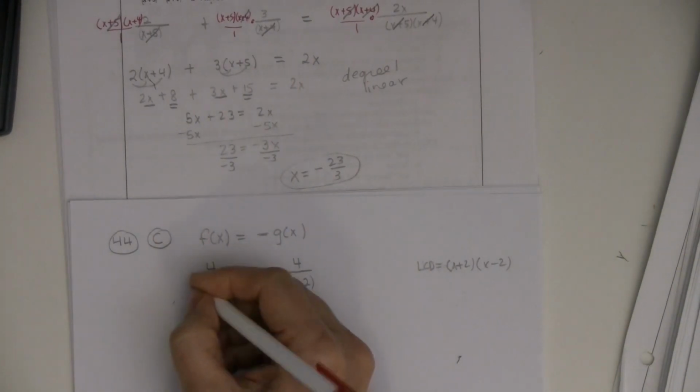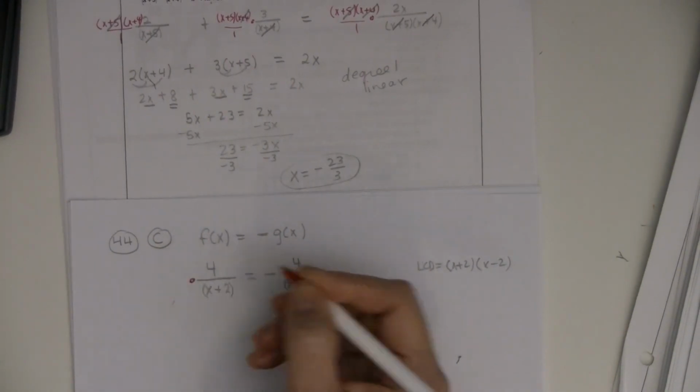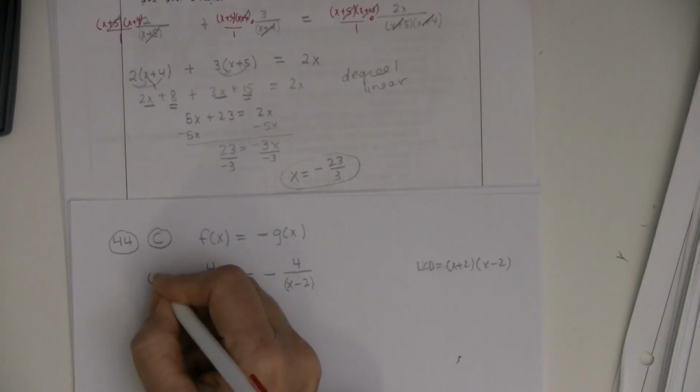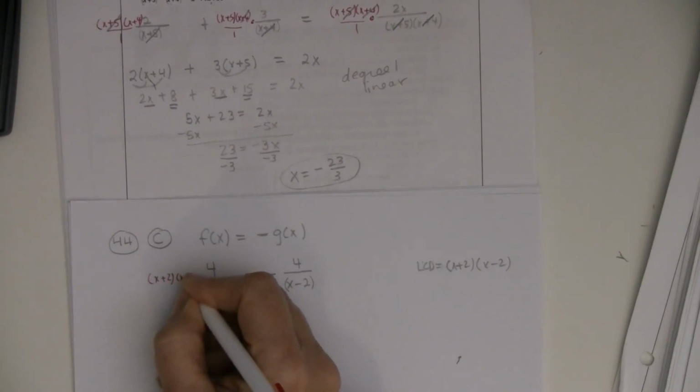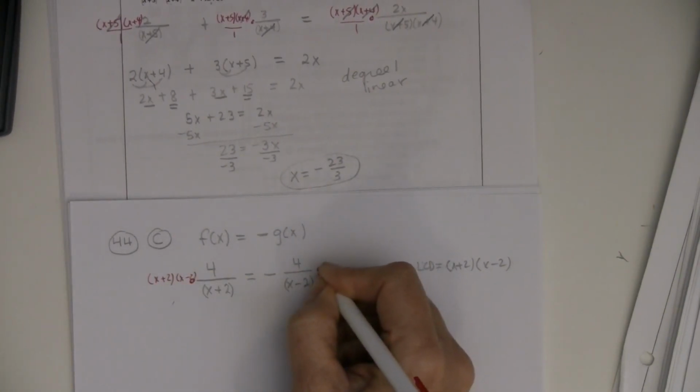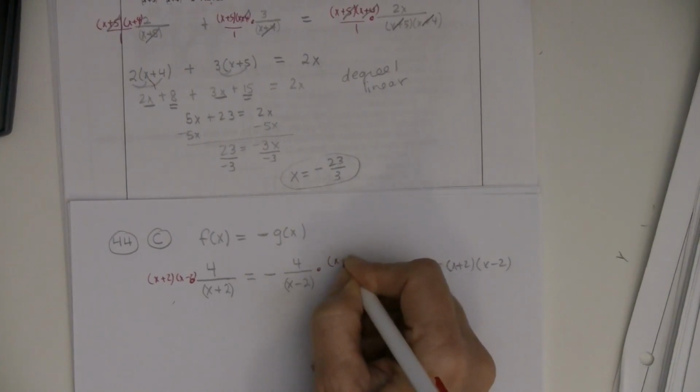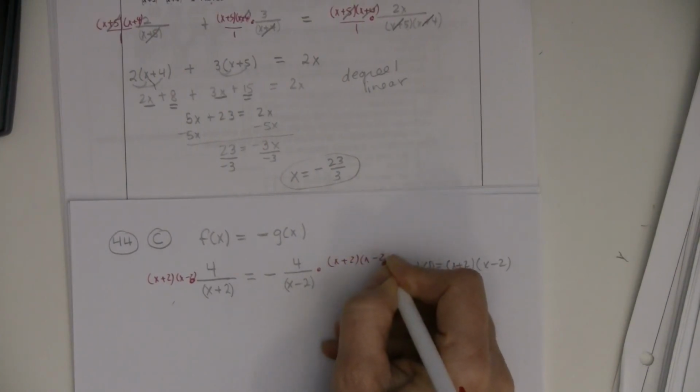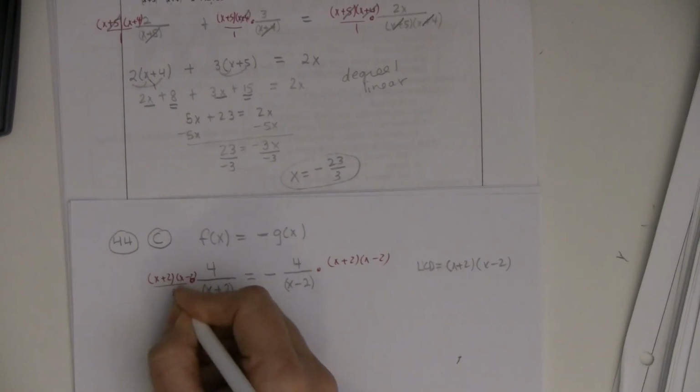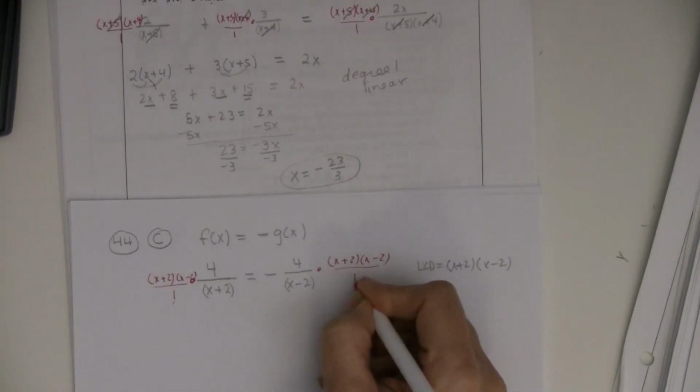And so I'm going to multiply this fraction and that fraction by it. And it doesn't matter which side I write it on, the left or on the right. So I'm going to multiply by x plus 2, x minus 2, and the same over here, times x plus 2, x minus 2. And this is over 1, I'm here to cancel. This is over 1, I'm here to cancel.